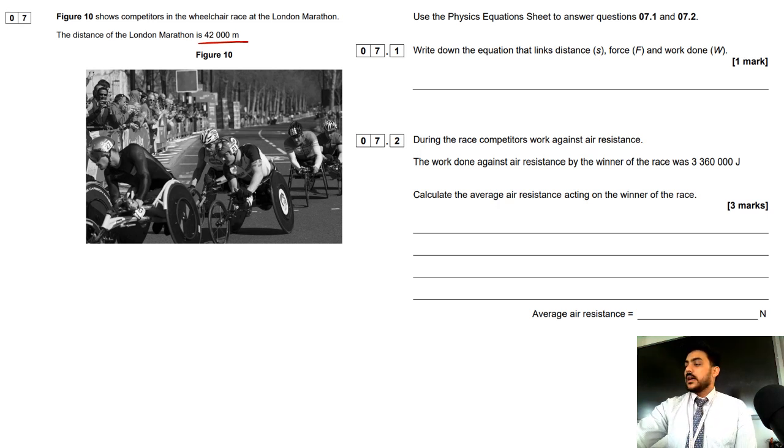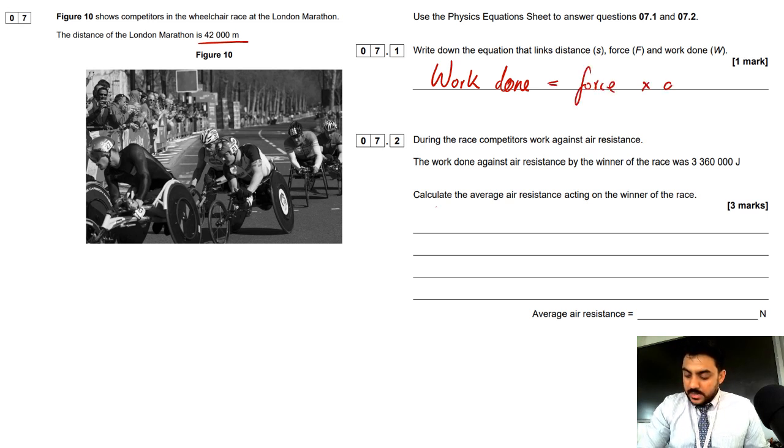When we look at our equation sheet, there is one equation that talks about work done, force, and distance, and that is work done is equal to force times by distance. Remember, from the previous questions, we know distance is S, force is F, work done is W.